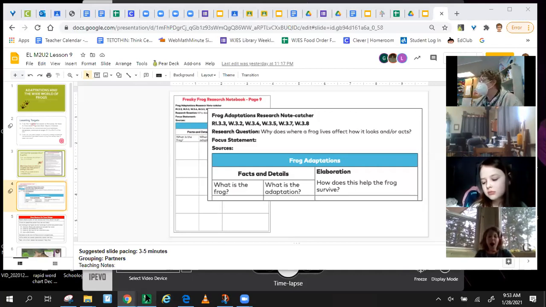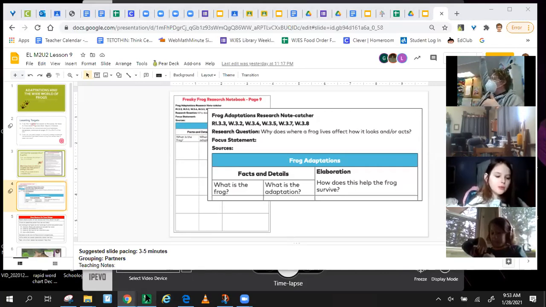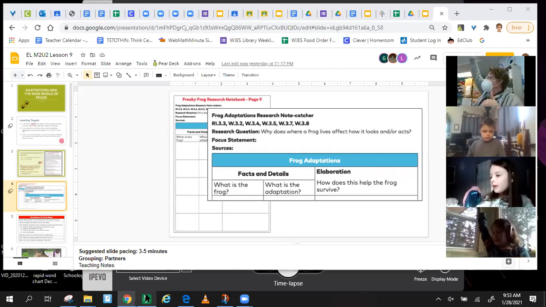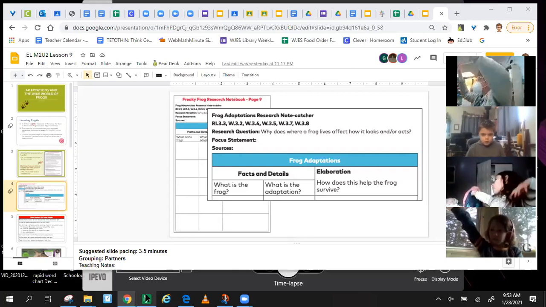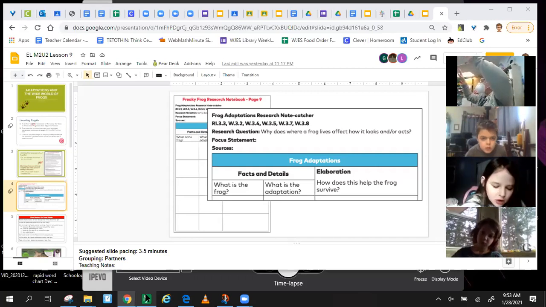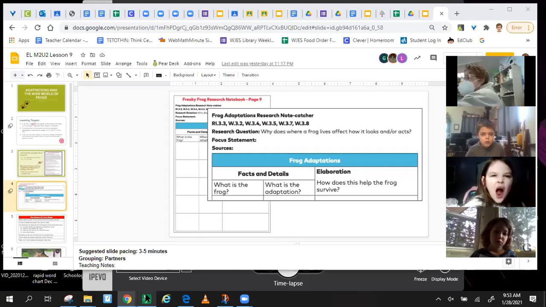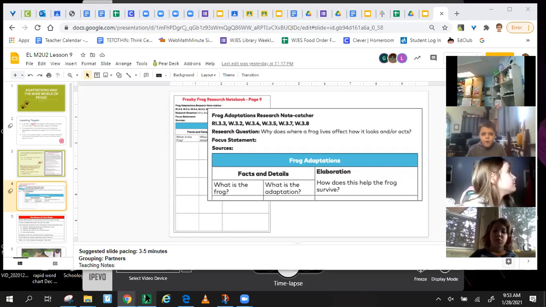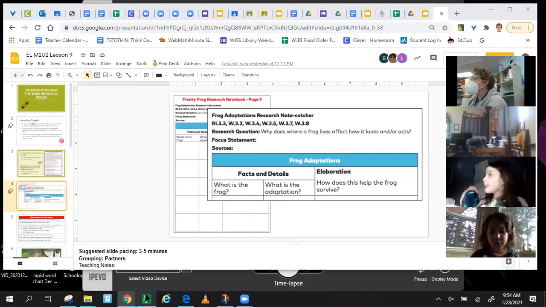Yesterday we did tree frogs. What do tree frogs have to help them survive? Everybody look, you wrote it down. Everybody's hand should be up. Paxton. You should just be able to read it out of the second box right here. We talked about tree frogs. No, that's glass frog. I'm talking about tree frogs, the first one.